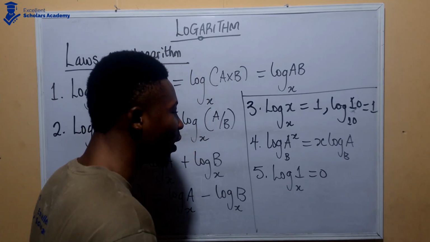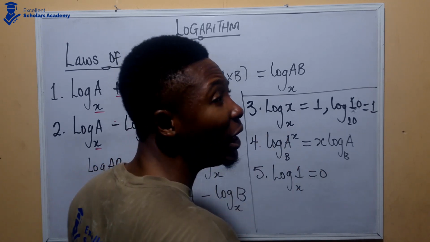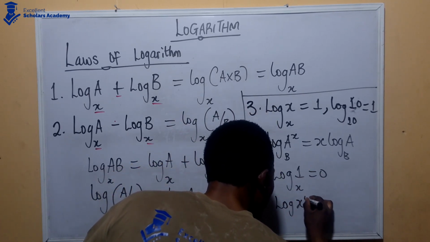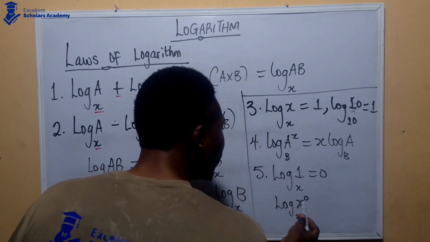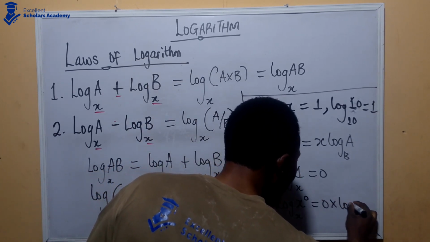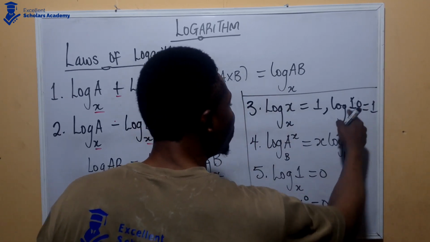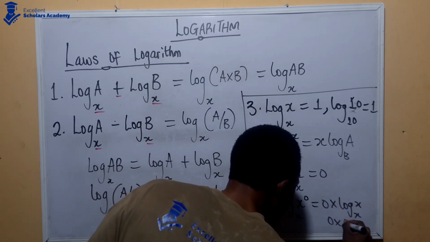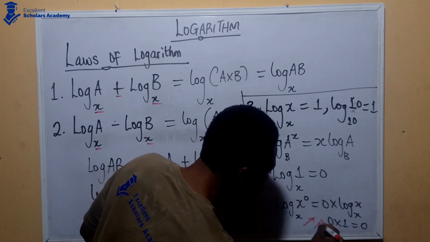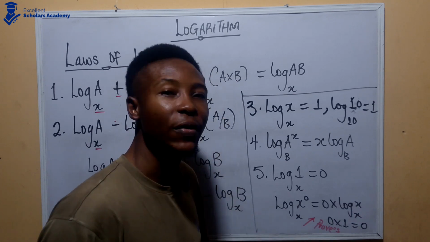Now we can prove this actually. This is log 1 base x is equal to 0. We can prove it and see if the log of 1 to any base gives us 0. Now 1 can be written as x to the power of 0 base x. According to the power law, 0 can come behind and then it becomes 0 multiplied by log x base x. According to the same-base law, log x base x gives us 1. So 0 times 1 gives us 0. This proves to you that log 1 to any base gives you 0.